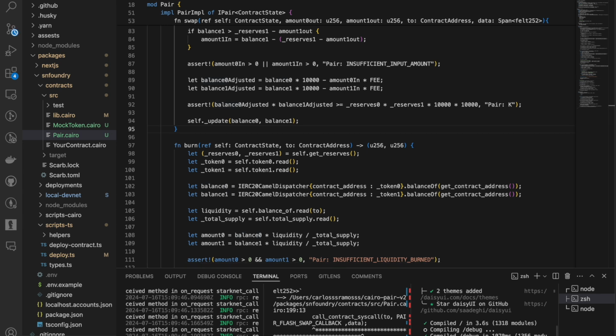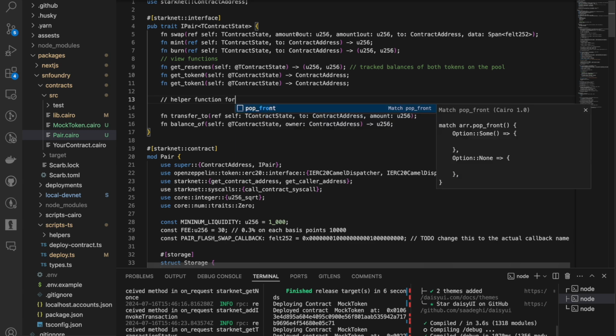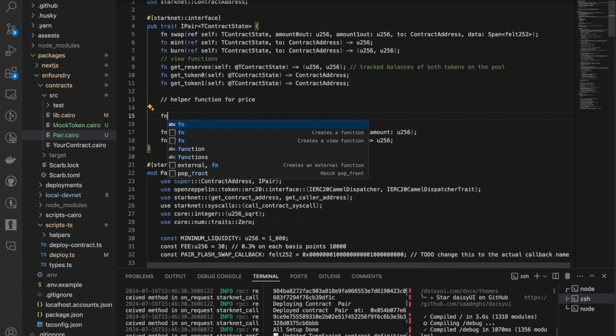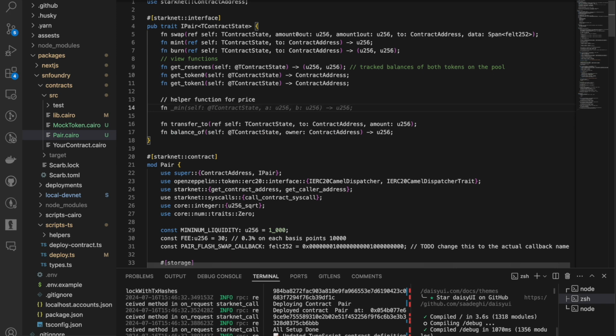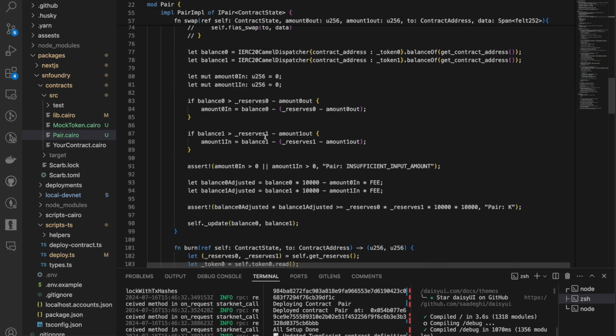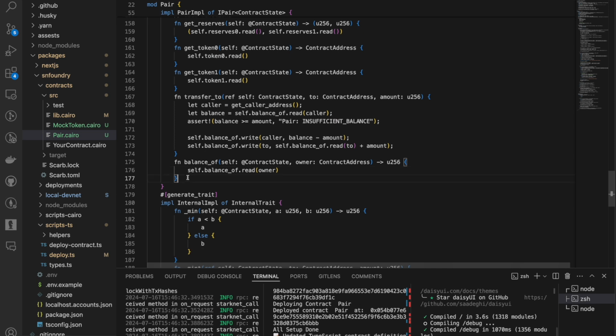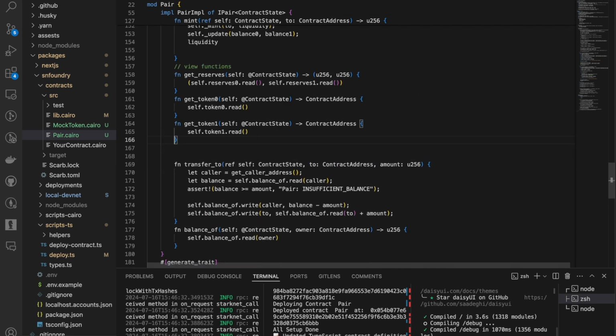Okay, now let's see if we can deploy this contract. Let's actually add some helper function for price, so we can see how this price fluctuates. So I'm gonna call this get amount 1 out. I'm gonna pass an amount 0 and amount 0 out as well. Okay, I'm gonna put this here for the ERC20 functions.